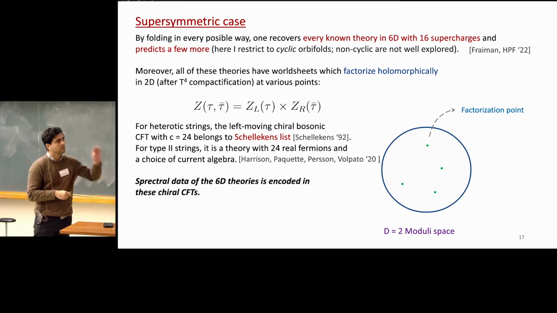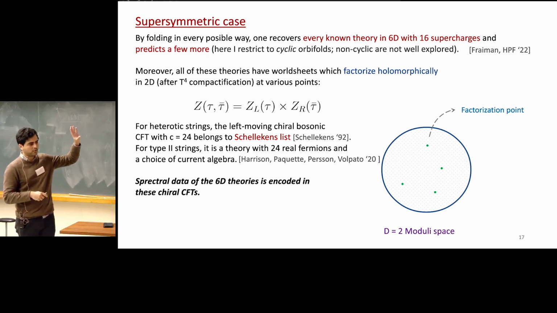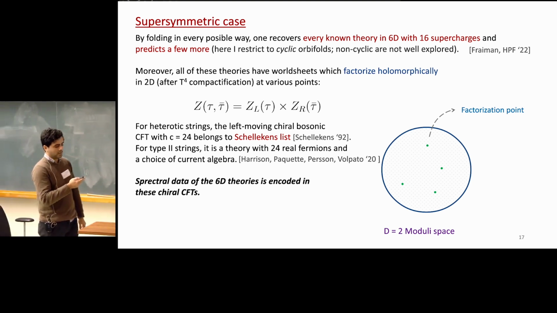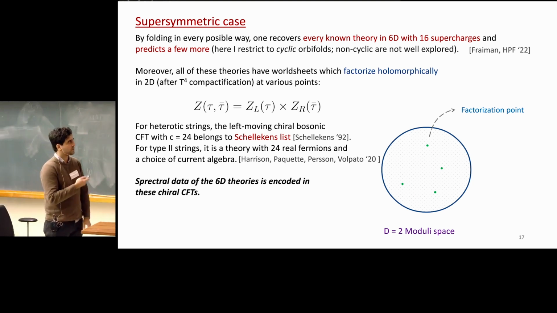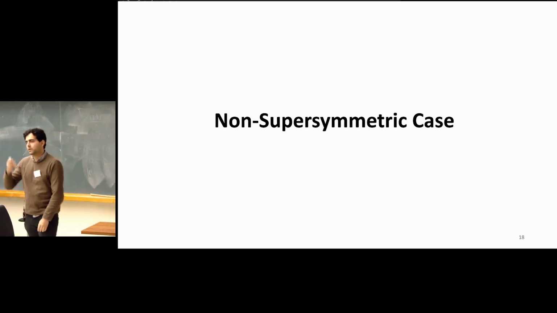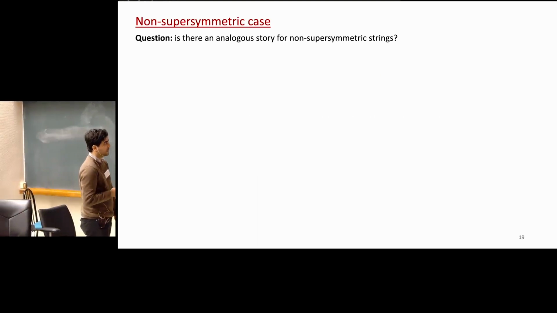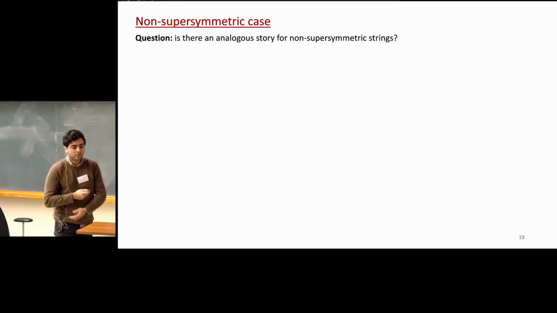Okay, so this is the big picture in the supersymmetric case. I have a classification scheme for these things, and this includes any theory with 16 supercharges in 6 dimensions. Okay, so let's see about the non-supersymmetric case. The question is, is there an analogous story for non-supersymmetric strings?